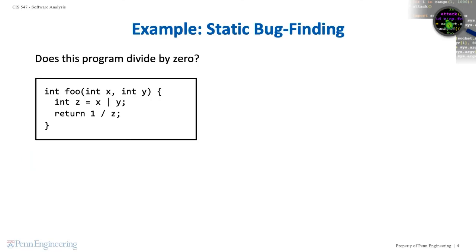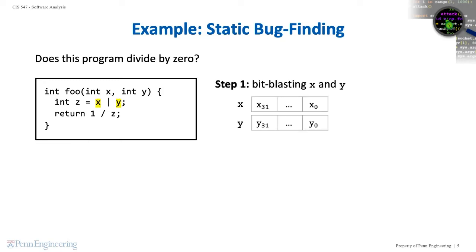Suppose the program is the C function foo shown here, and the property to check is divide by 0 bugs. The program computes the bitwise OR of arguments x and y and stores the result in z. It then returns the reciprocal of z. Let us next see how the problem of checking whether this program divides by 0 can be encoded as a Boolean satisfiability problem.